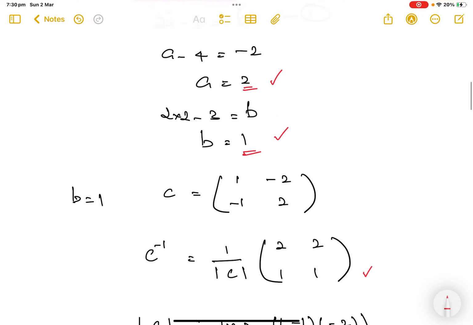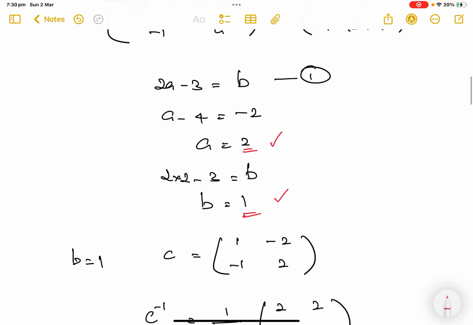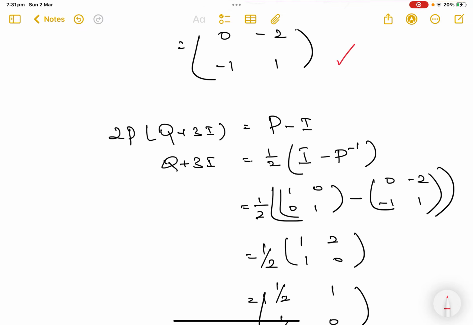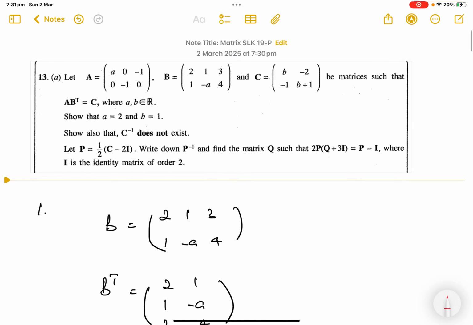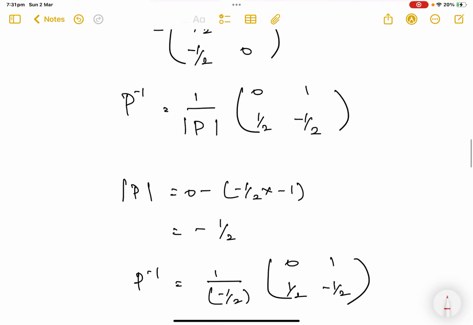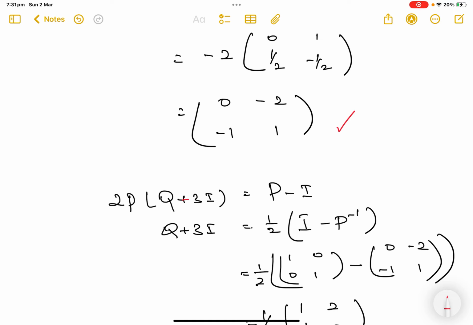Now, next one. Next one is a matrix question. Find the matrix Q such that 2P times Q plus 3i equals P minus I, where I is the identity matrix, right? Okay, so that's given. If that's the case, find Q. So 2P times Q plus 3i equals P minus I.